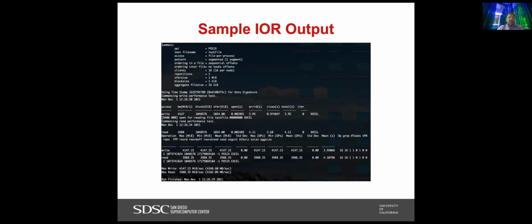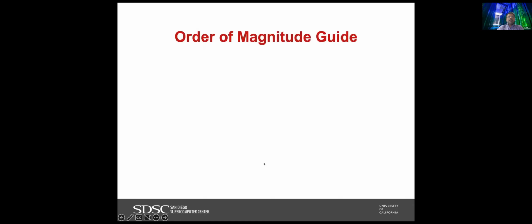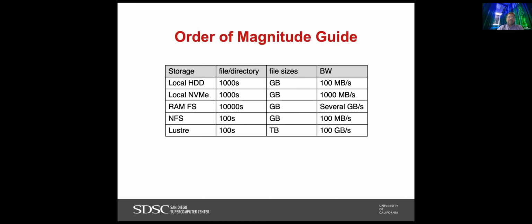So this is kind of the sample output from the run. And you can see that you get pretty decent performance from the node local NVMe here. So just some order of magnitude kind of things to keep in mind. If you have thousands of files per directory, it's good to use the node local storage. The bandwidth is in the order of a gigabyte per second, give and take a little bit.